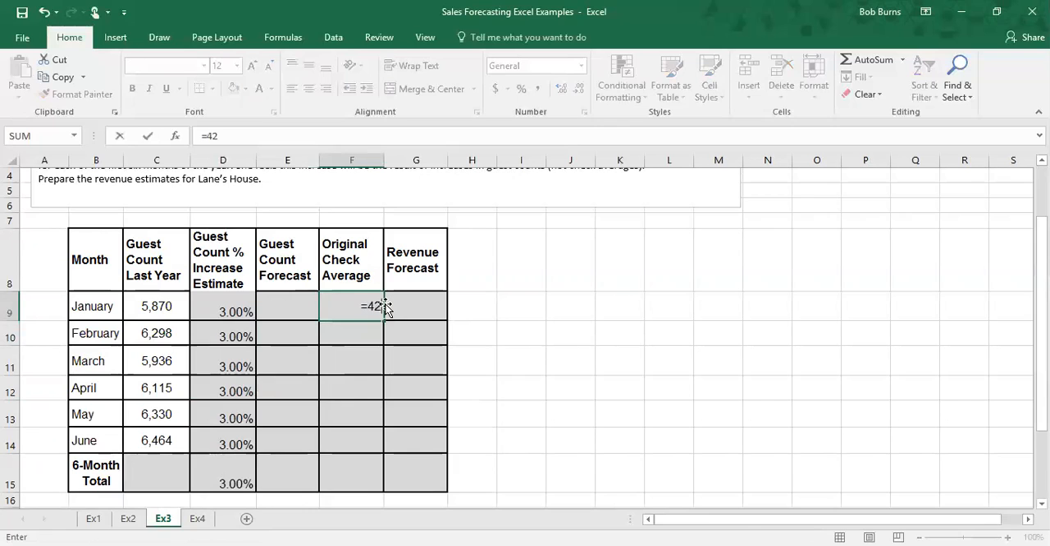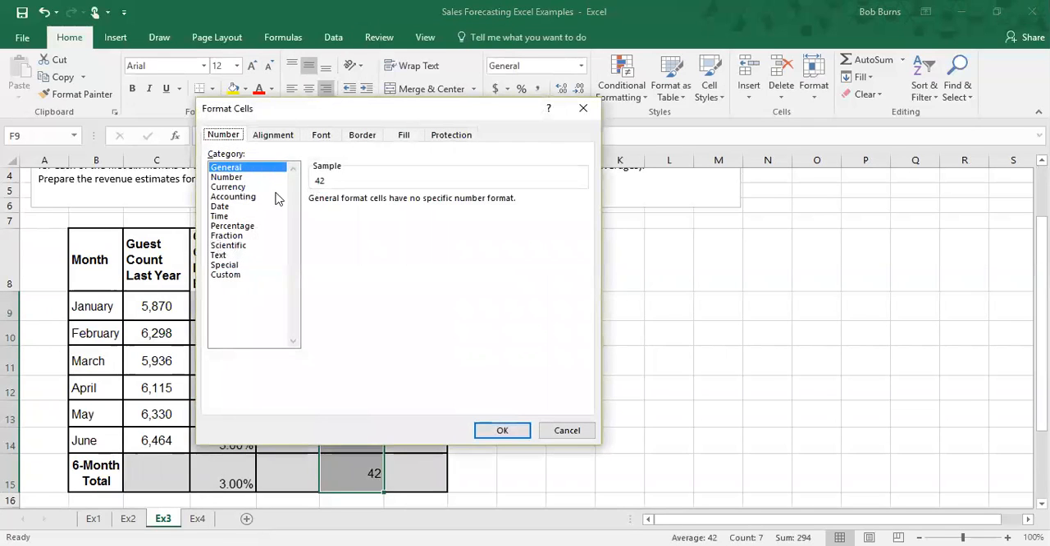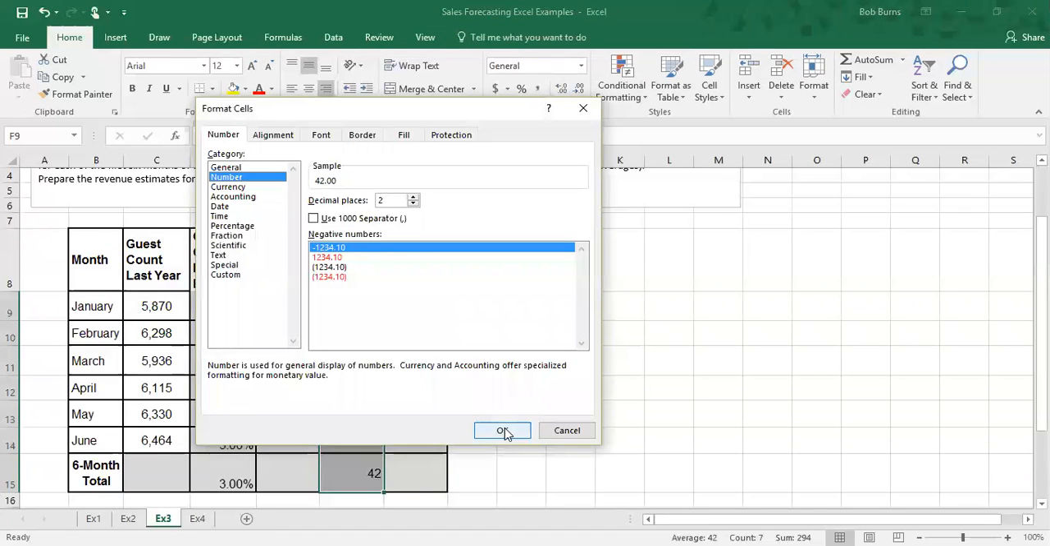Check average was $42, so we're going to put 42 in there and send it down through all of them. And also, I don't like how it says 42. I'm going to tell it to give me a number with 2 decimal places so it looks like money. And if you want the money sign in there, you go to currency. And now it looks like $42.